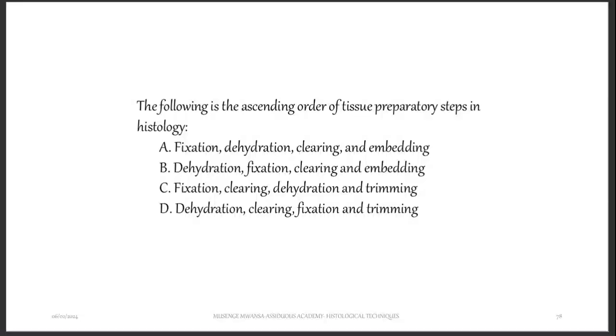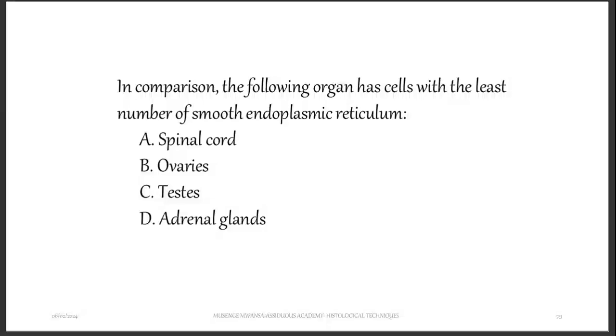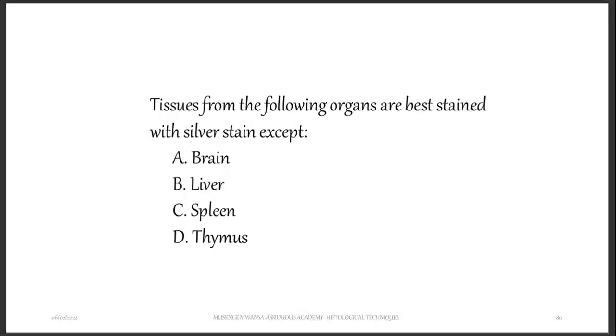The following is the ascending order of tissue preparation steps in histology. Start from the first, going in the order that we've discussed them. Tissues from the following organs are best stained with silver stain except... So you need to remember silver stain stains reticular fibers or reticular tissue. So you are basically seeing which of these have a lot of reticular tissue.